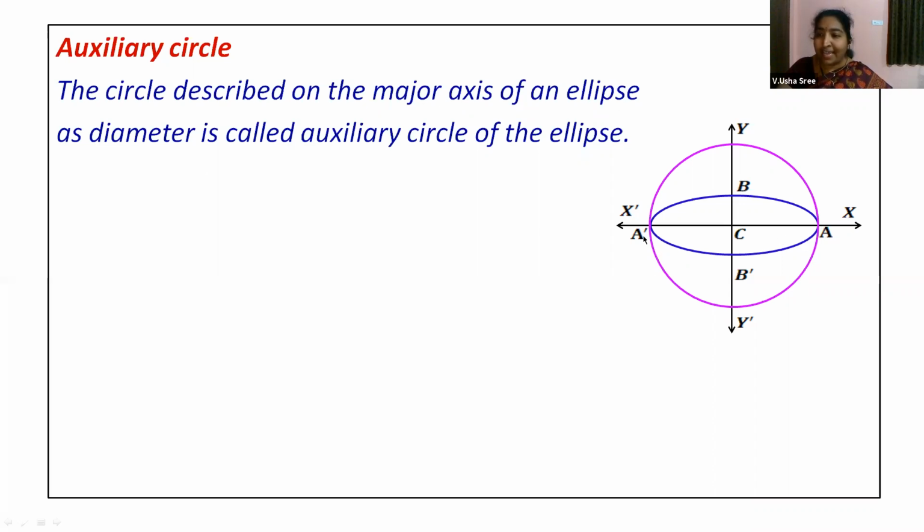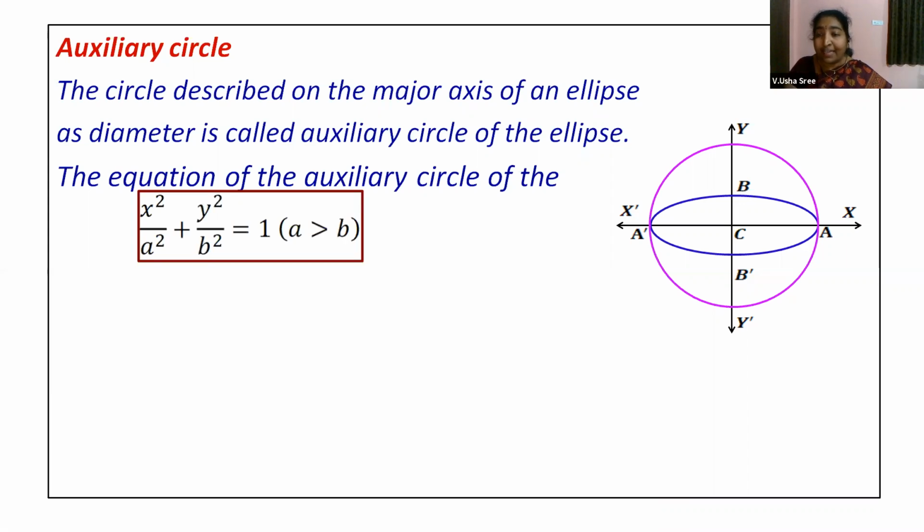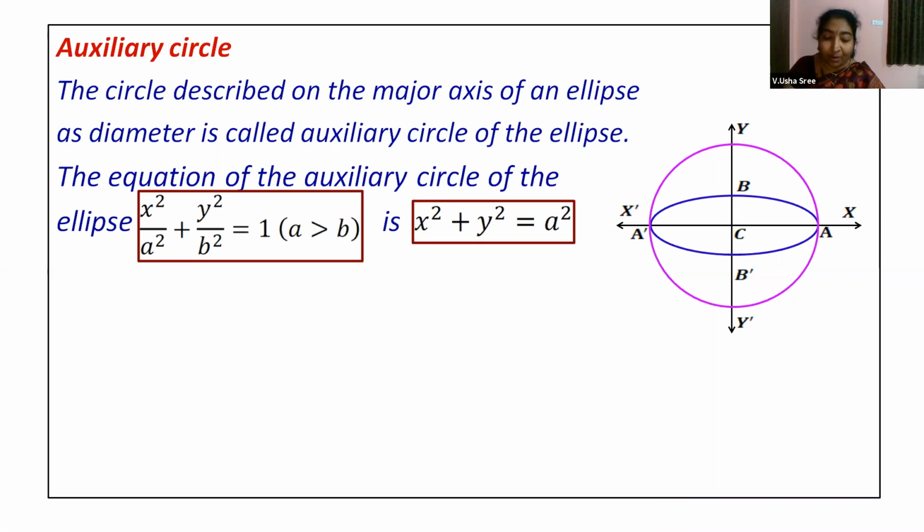Major axis is A A dash. Now A A dash is the diameter of this circle. Then what is the ellipse equation? The ellipse equation is x square by a square plus y square by b square equal to 1. And of course, you are taking a greater than b. Then the auxiliary circle equation will be given by x square plus y square equal to a square.